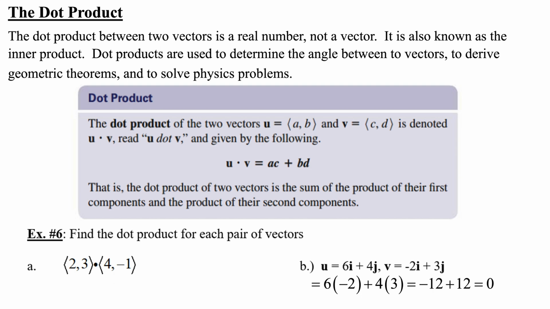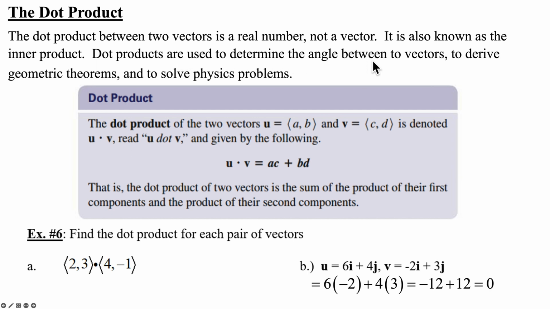Now for a little multiplication. We have a special multiplication called the dot product. The dot product between two vectors is a real number, not a vector. It's important to understand that. It's a special multiplication. It is also known as the inner product. I've never seen a book that uses that name, but I always stick with the dot product.